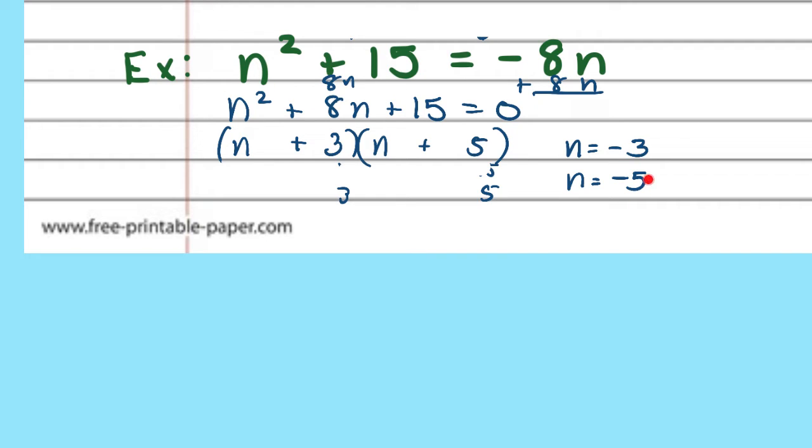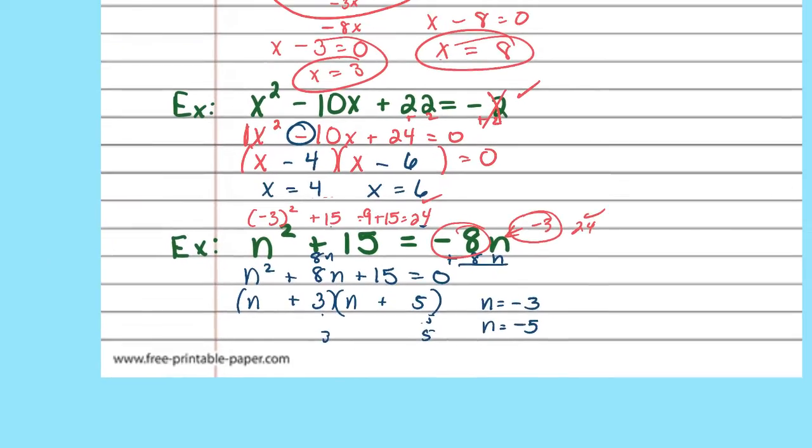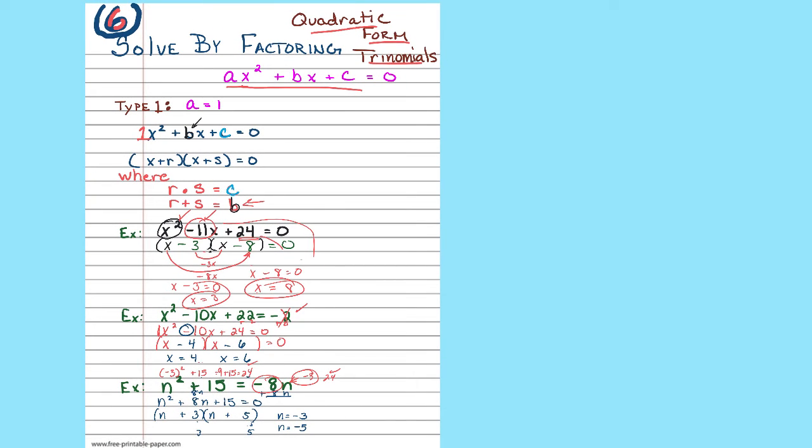Okay, so I could take any of these, either of these two answers, let's say the negative 3. If I put in negative 3, here's just the left side. You can see it's negative 3 squared plus 15, so 9 plus 15 is 24. The right side, if I put in the negative 3 there, negative 8 times negative 3 is 24. So that's the n value that makes the left side, n squared plus 15, equal the right side, negative 8n. Same thing goes if I plugged in that negative 5 that I had. So that's how we solve these trinomials, by factoring when our a value is a 1.